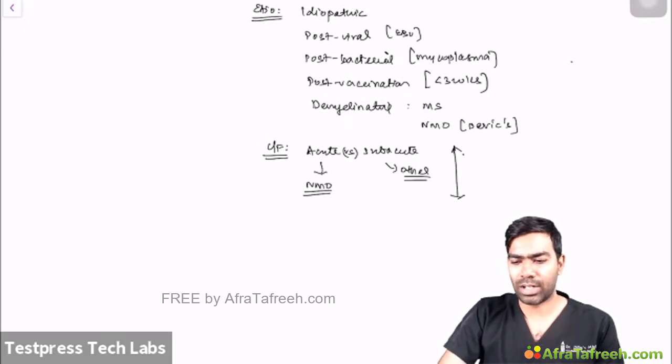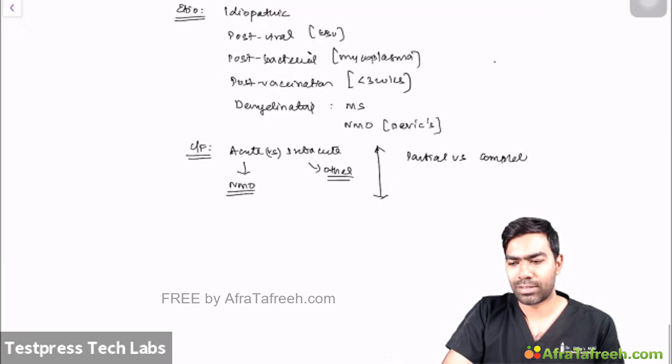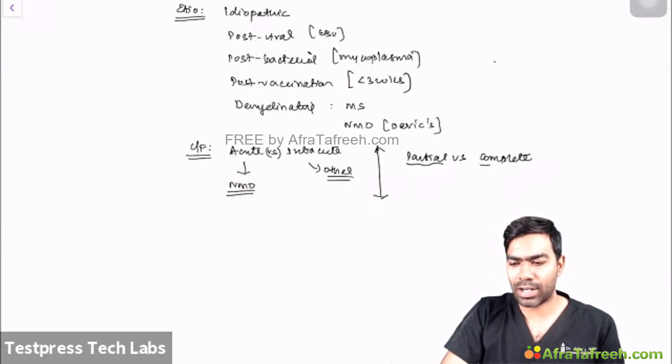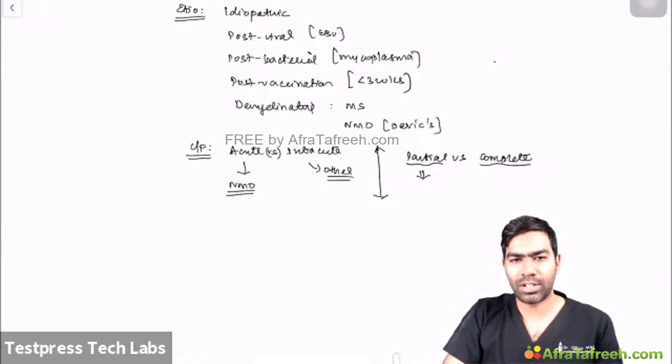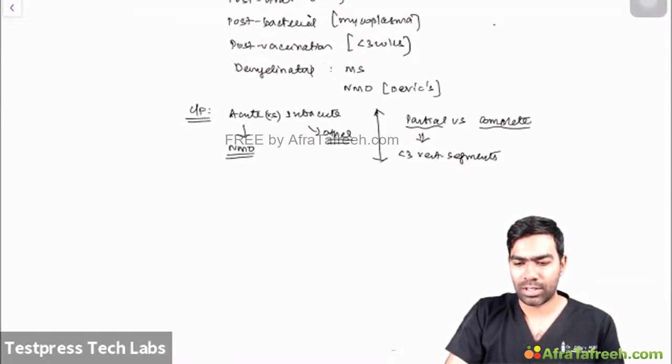Then the next thing is to differentiate whether it's a partial transverse myelitis or a complete transverse myelitis. So when do you call it a partial transverse myelitis, and when do you call it a complete transverse myelitis? Partial means it will usually involve less than 3 vertebral segments. It will not involve more than 3 vertebral segments.